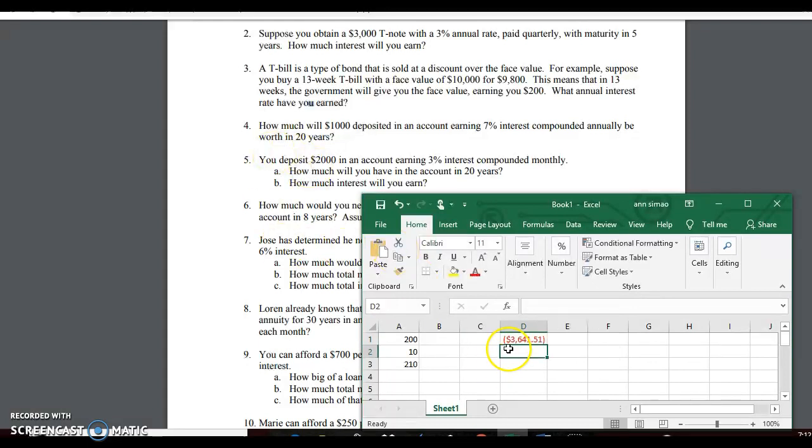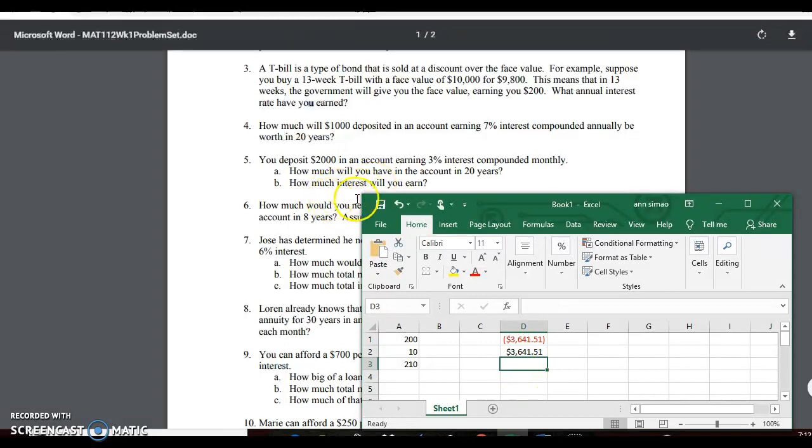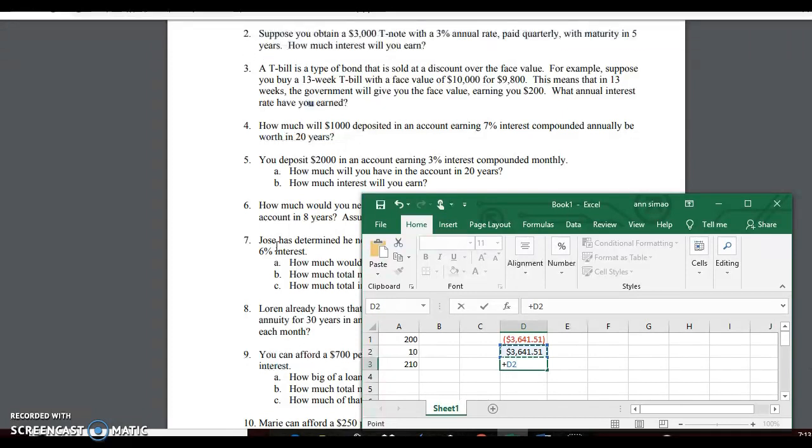So I am going to have $3,641.51. Part B asks, how much interest will I earn? Well, if I originally had $2,000, and then I have $3,641.51, the amount of interest I earned was $1,641.51. So I got that from subtracting the $2,000 I originally had from the future value.